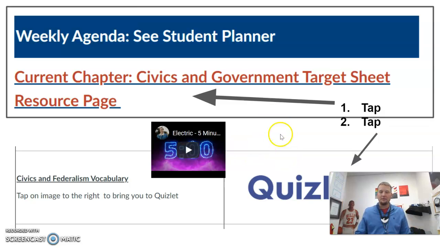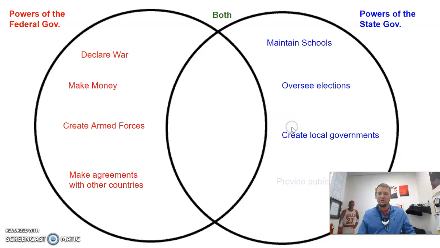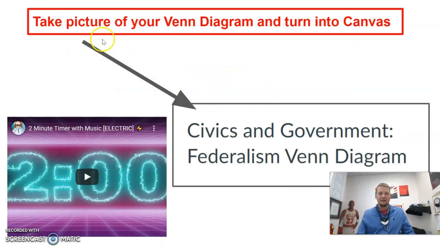After you're done studying the Quizlet, all you have to do is tap on that link. You're going to take out your Venn diagram from yesterday and just go through and make sure you have the correct powers in the correct areas for the powers of government and the concurrent powers in the middle. Once you have that done, you're going to take a picture of your Venn diagram with your iPad, since this is done on paper, and then you're going to submit that to the assignment called Civics and Government Federalism Venn Diagram. You're going to have a couple minutes to get that task done as well.